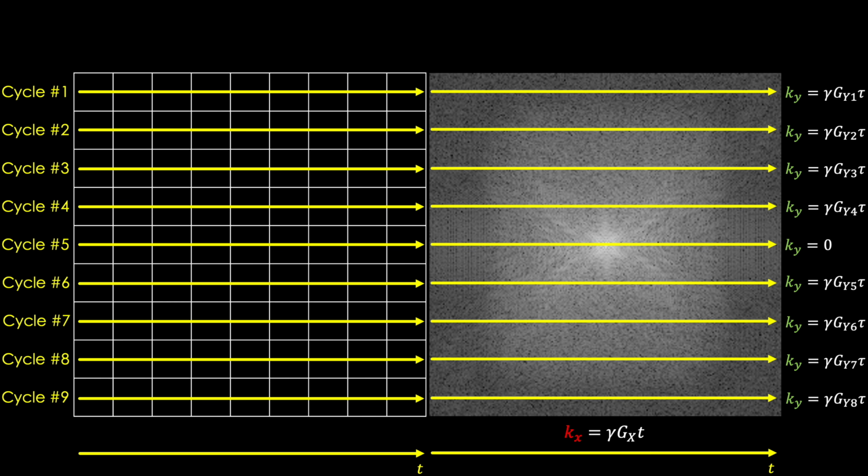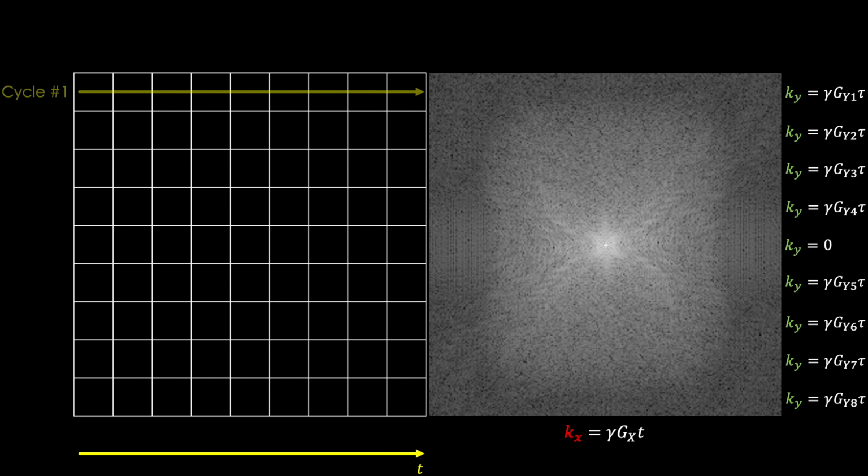We didn't have to change GX because time was evolving as we recorded the signal. This is where it gets messy because we don't have to keep this GY gradient field constant with each cycle, nor do we have to keep the GX gradient field constant. We can actually change the GY and GX gradients within each cycle, illustrated by the following example.